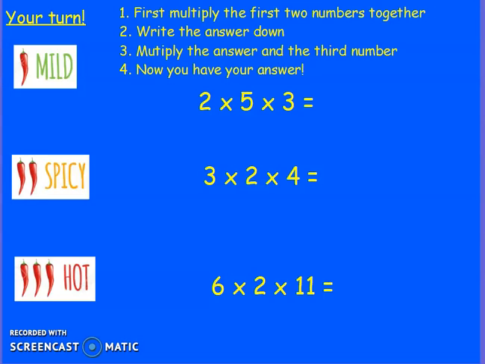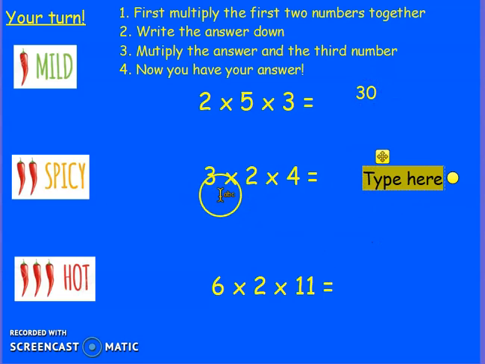Okay, if you press play again, I'm hoping that means you've had a go at all of these and are ready to mark your answers. First challenge, 2 times 5 is 10. 10 times 3 is 30. The answer was 30, give yourself a tick.